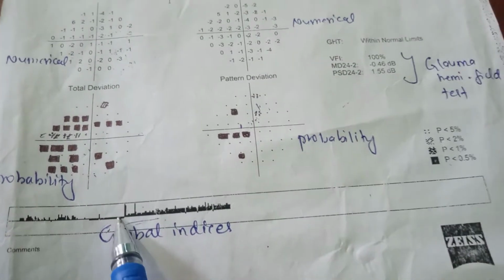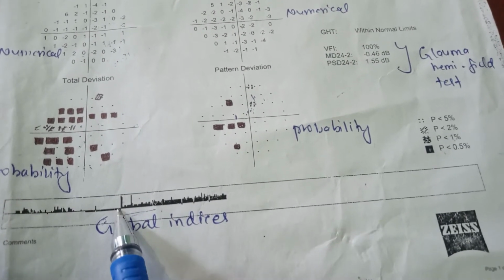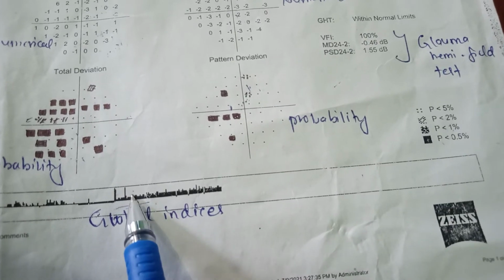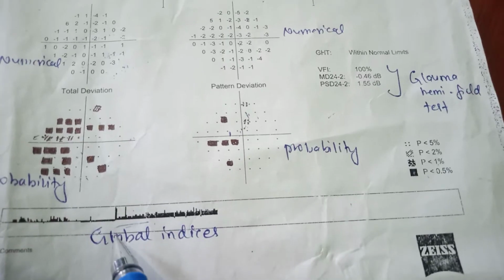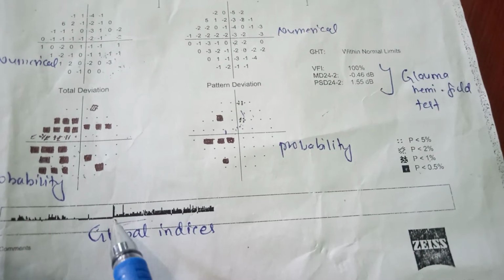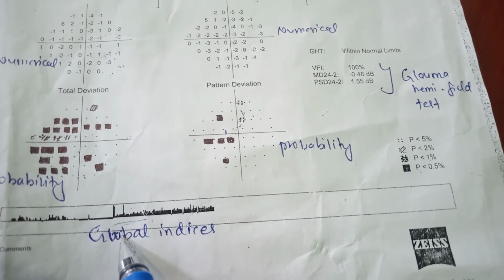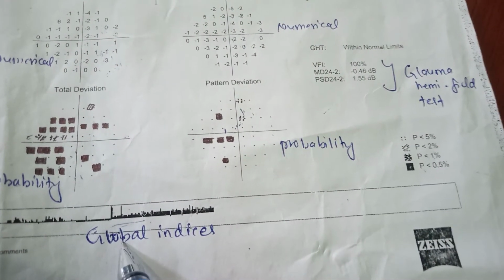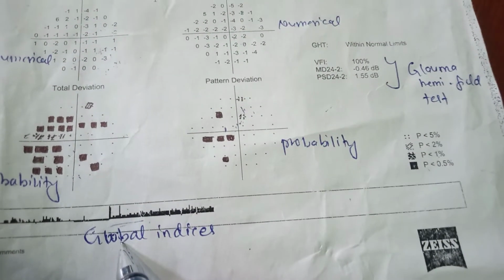So these are the global indices, and for understanding global indices we should know about the hill of vision. The peak of the hill of vision is due to foveal sensitivity. Global indices are divided into 5 categories: mean deviation, pattern standard deviation, visual field index, short term fluctuation, and corrected pattern standard deviation.